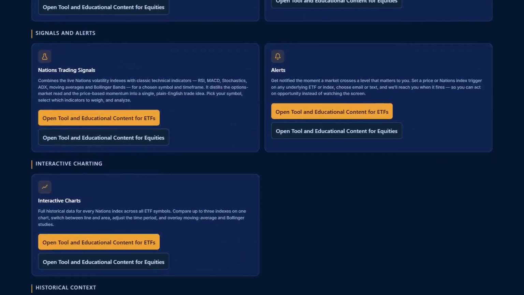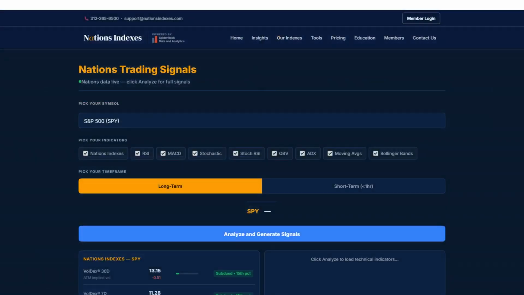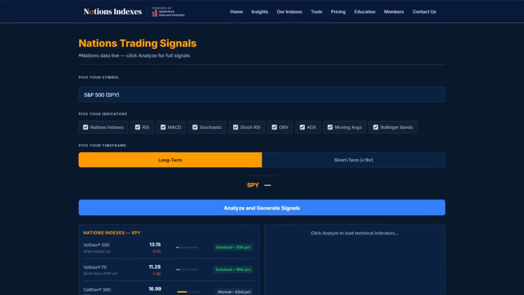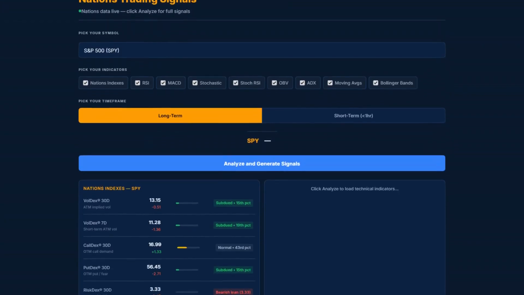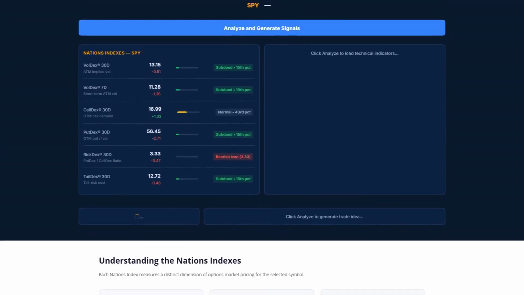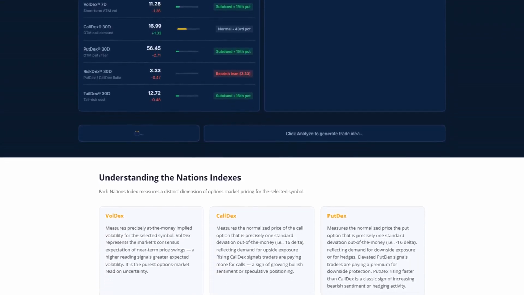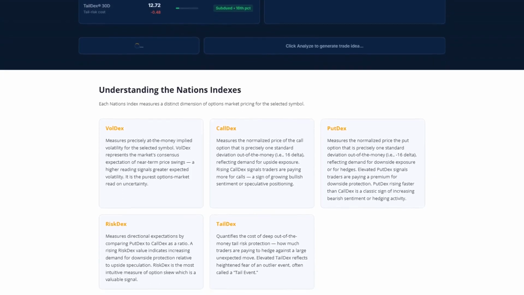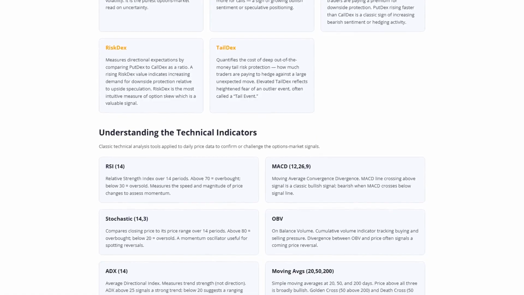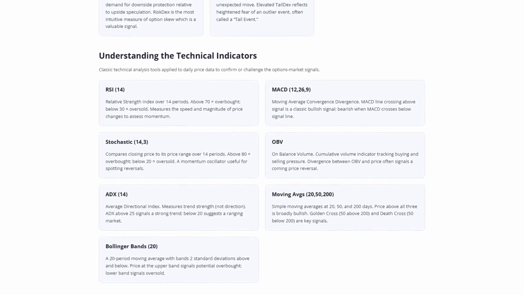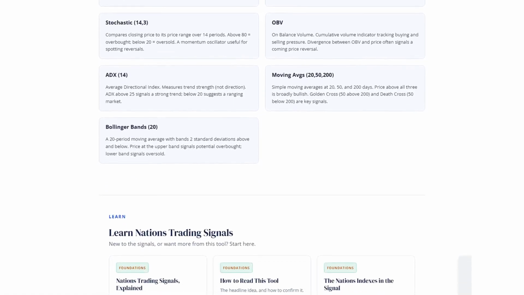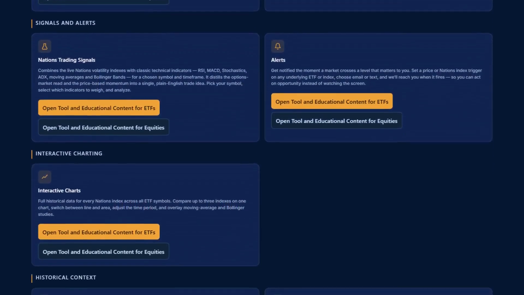Nations trading signals combine the live volatility indexes with classic technical indicators, relative strength index, MACD, moving averages, and others, and distill everything into a plain English trade illustration. Pick a symbol, pick your indicators, and get a clear read with a specific trade illustration based on those inputs. These ideas are illustrations, not recommendations, but they can help subscribers assimilate all the information into a sharper approach to their trading. Our alerts watch the market so you don't have to.